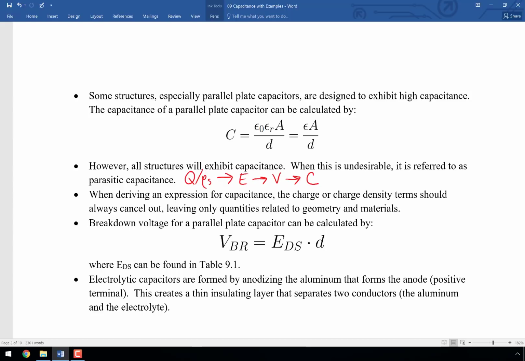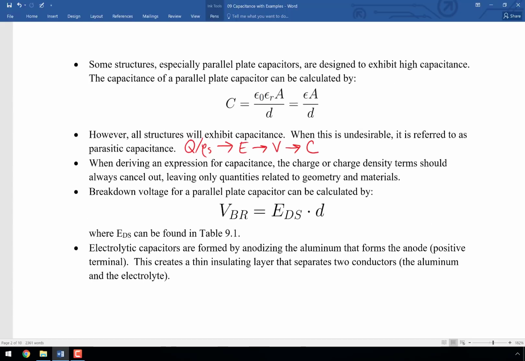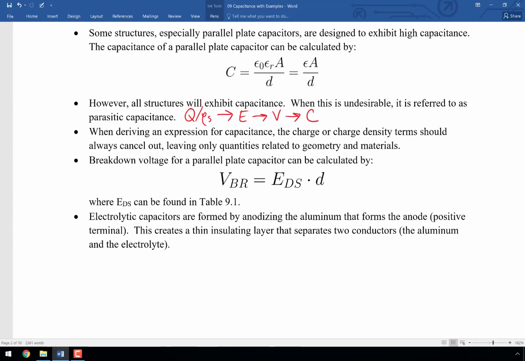You can use this equation to calculate the breakdown voltage, or if you know the breakdown voltage, you can calculate either the material characteristics or the spacing. And then the electrolytic capacitors are formed by anodizing the aluminum that forms the anode, the positive terminal, that creates a thin insulating layer. But if you reverse the polarity of that voltage, you'll destroy that thin insulating layer.